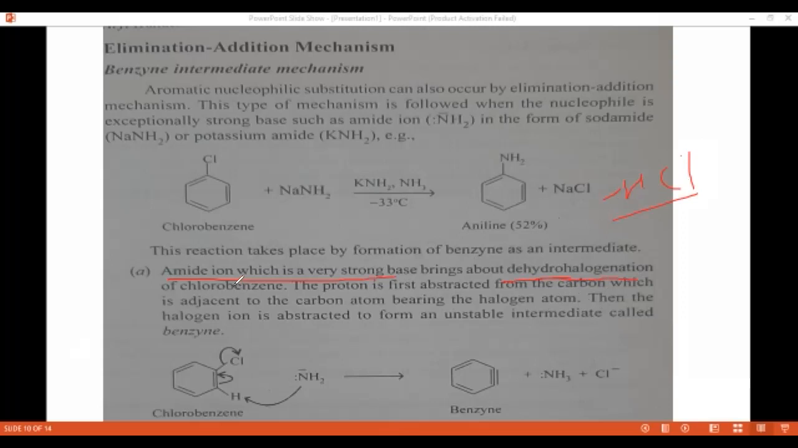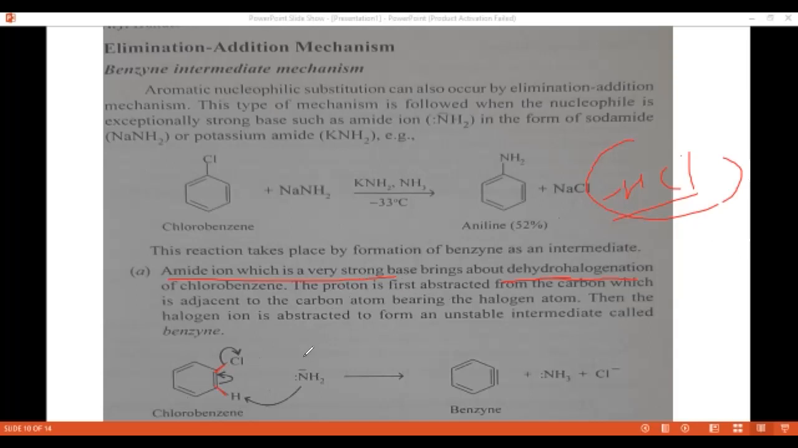The amide ion, a very strong base, brings about the dehydrohalogenation of chlorobenzene. This means that in this reaction HCl is removed, and the proton is removed first. Now draw the structure of chlorobenzene. This is the chlorine, and the proton is adjacent to the chlorine.